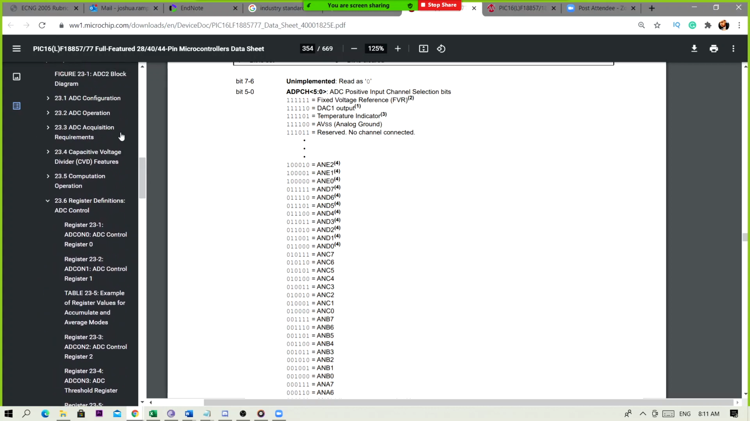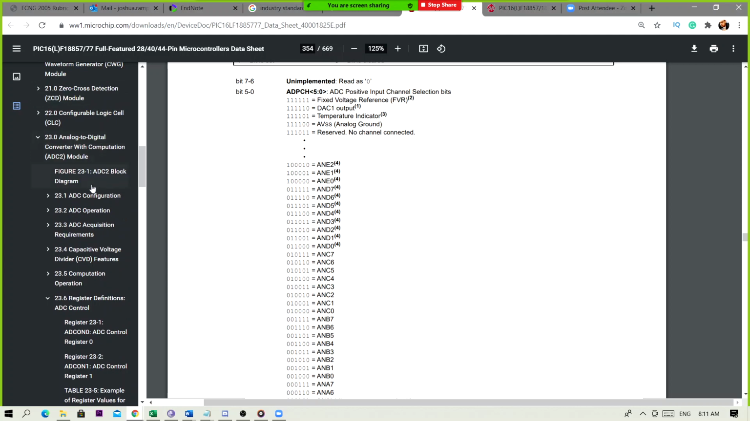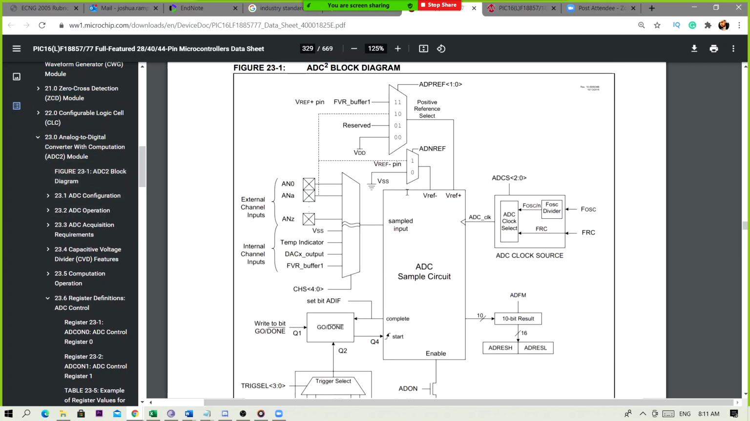The diagram is the ADC2 block diagram, right? Figure 23.1. Okay, so you notice your ADC sample circuit here, there's only one input, right? Yeah. But I have multiple channels, right? So what that setting does is it selects which channel is going to be connected here. It doesn't configure the pin as an analog input. If I want to configure the pin as an analog input, then I would use tris and cell. Okay, so that configures the sampled input.